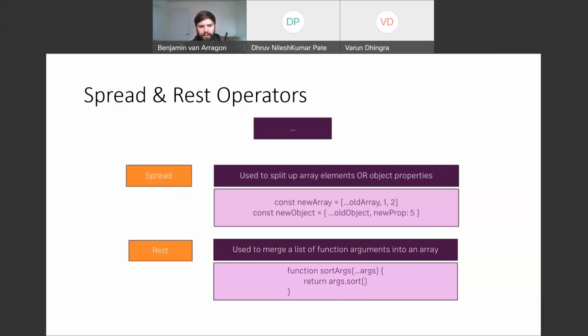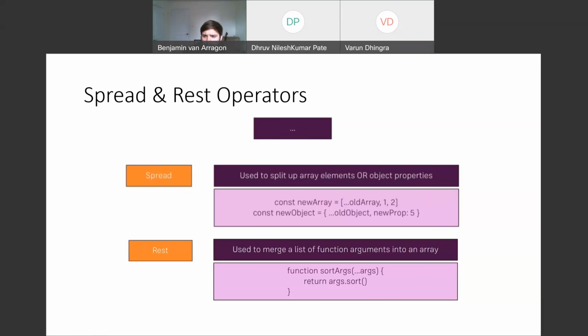So these new operators, spread and rest, are both represented with the same symbol, the three dots right here: dot, dot, dot. We can already use these today in our React projects, but let's look a little bit at what they do.